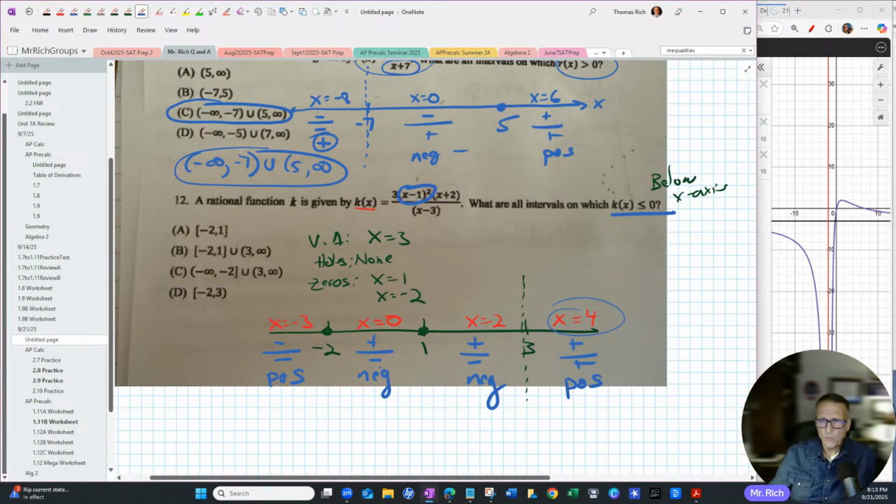Now, this is asking, when is k of x going to be less than or equal to 0? Negative. Well, it's going to be starting at -2 and going all the way over to 3, but not including 3 because of the fact that it is a vertical asymptote. So there's our answer, D, right there. All right. That is it.